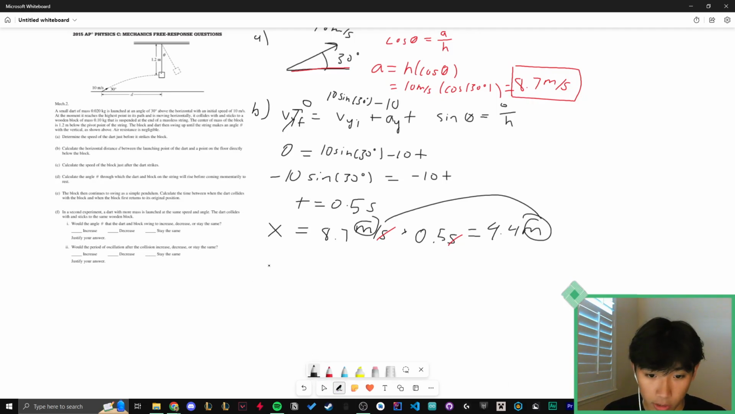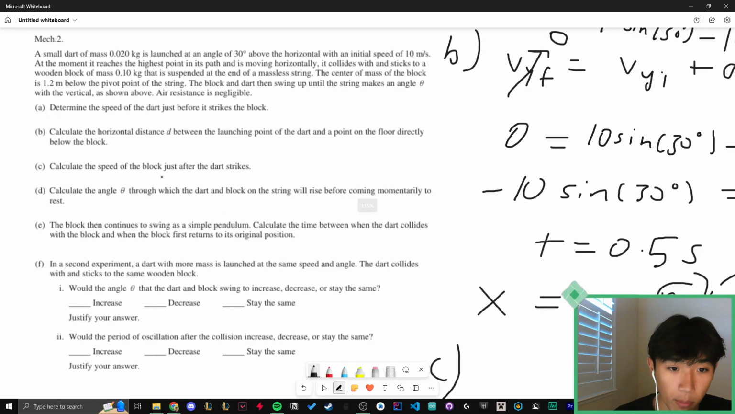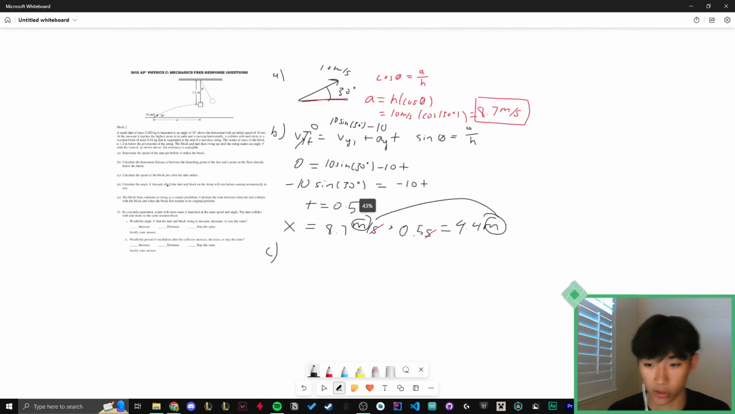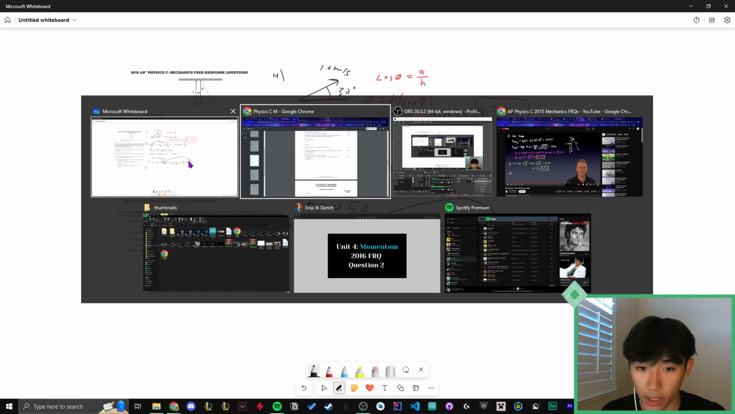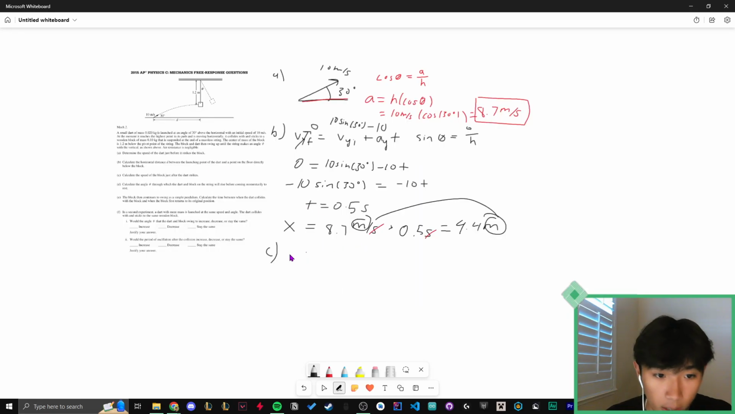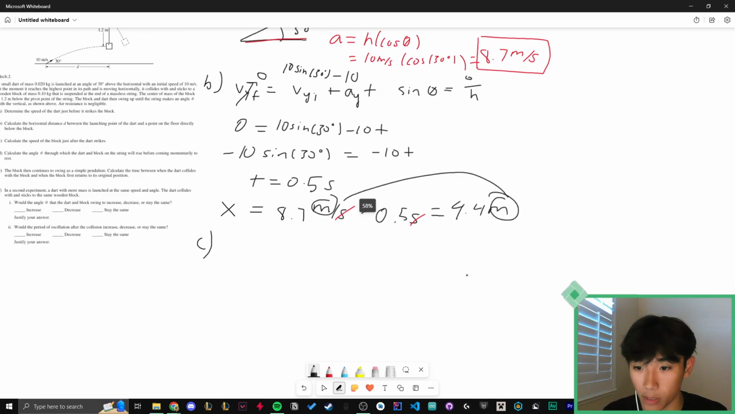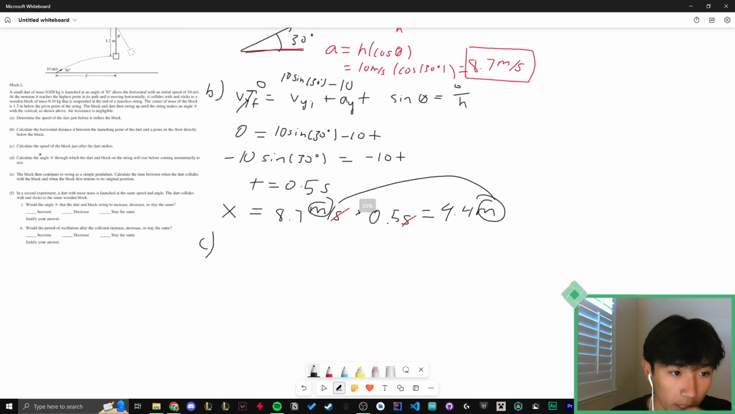Okay, so now let's move on to part C. Part C, calculate the speed of the block just after the dart strikes. Okay, this is quite an interesting question. Basically, immediately what I'm guessing is it's going to be a momentum question because we have the initial and we don't know the final just yet.